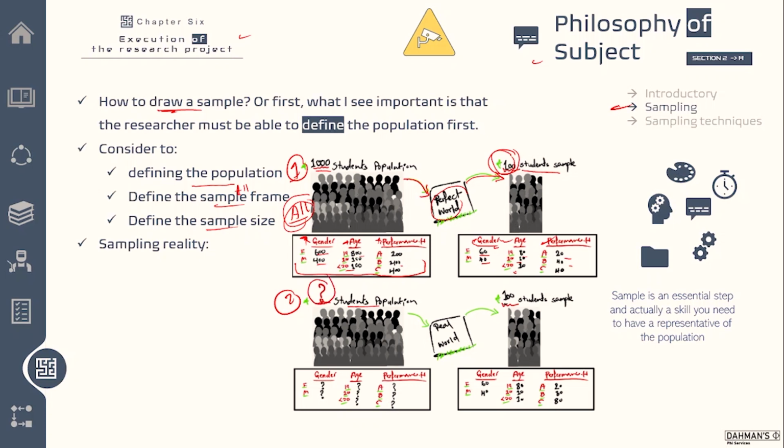You really don't know. And because I don't know the total, I really don't know the distribution in terms of their gender, age, or performance. If I draw a sample of 100 like I did in the upper case, and I have now a 100-student sample, and then I figure out the gender distribution in terms of male and female, and I get these numbers in terms of the age, in terms of the performance, now my question is: how confident are we that these numbers are really mimicking the totality of the real population?